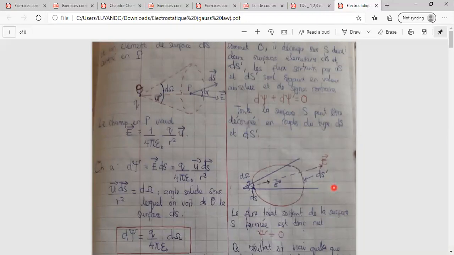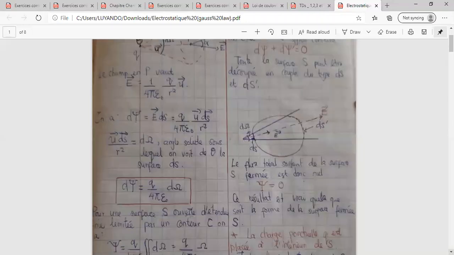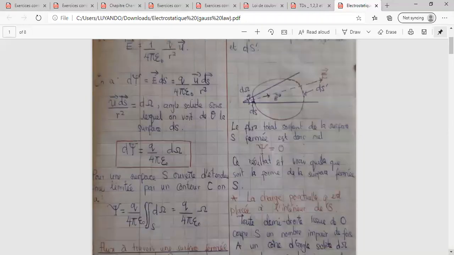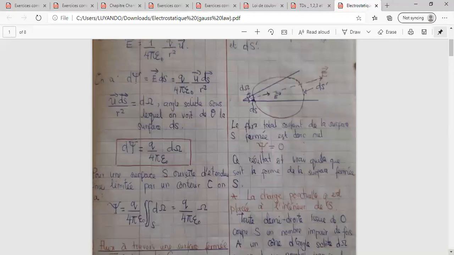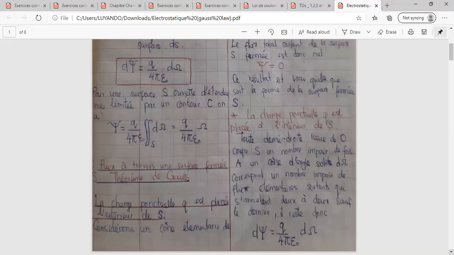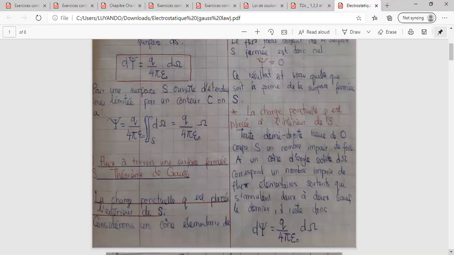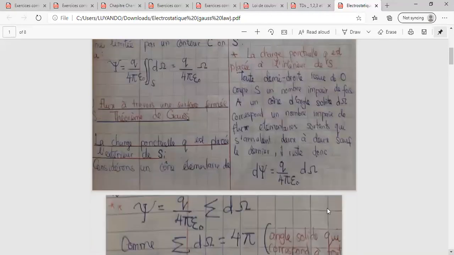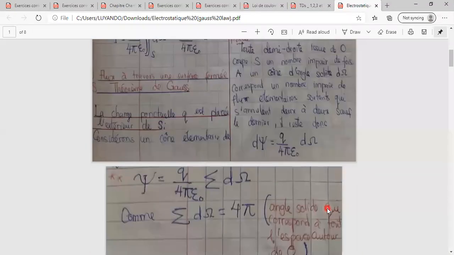And then what else do I want you guys to know? So la charge ponctuelle Q placée à l'intérieur de S. So we are going to have our drawing here. Something else I want you guys to know is that for a closed surface like a sphere, the steradian is the SI unit of the solid angular measure. So the solid angle that I talked about.